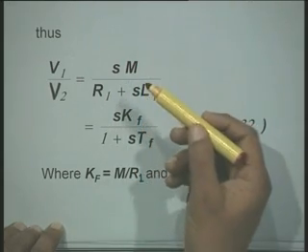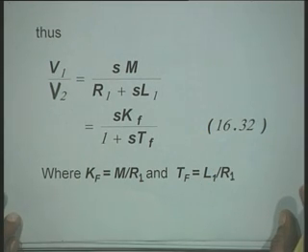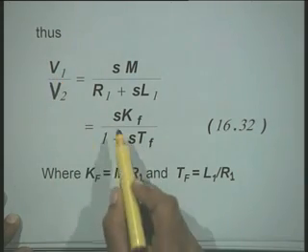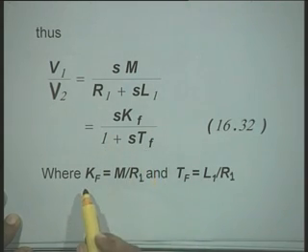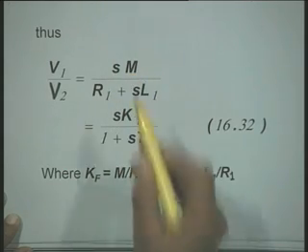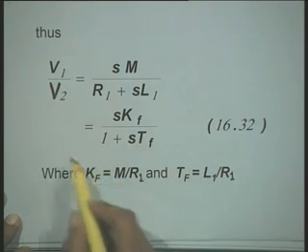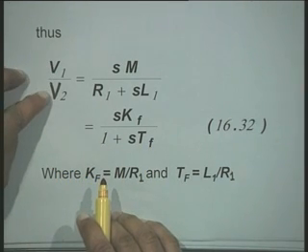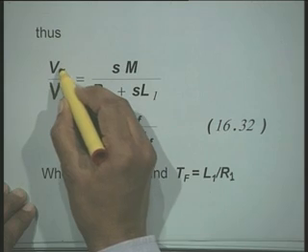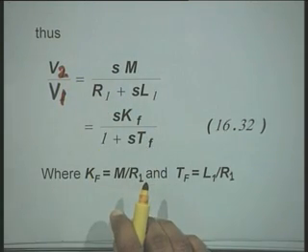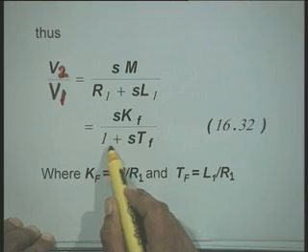Now, you divide both numerator and denominator by R 1, then you will get the transfer function in the form S k f divided by 1 plus S times T f, where this constant k f becomes M divided by R 1, and this time constant T f becomes L 1 divided by R 1. This is a little mistake, I think. There is a mistake here, it is V 2 by V 1, output to input. The transfer function is output to input. V 2 by V 1 is equal to S times k f divided by 1 plus S times T f.